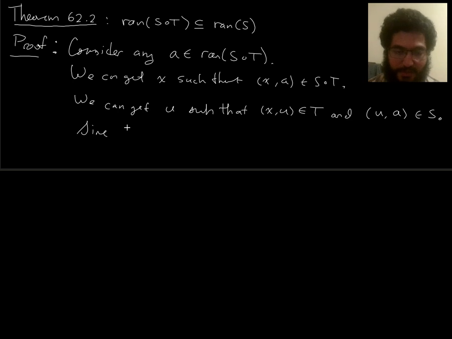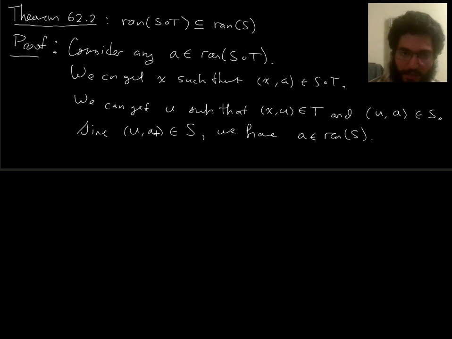So that's pretty nice. Since U, A is in S, now existential generalization, we have A is in the range of S. Because we have found something such that that something comma A in a pair is in S. So that's it for the second part of Theorem 62.